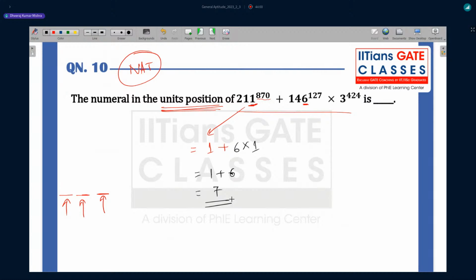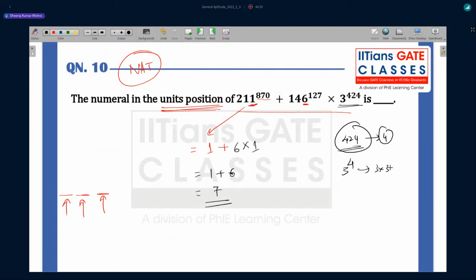The power of what? 3 raised to power 44. You see this 44 is a multiple of 4, right? 44 is what? The multiple of 4. That you have to understand. So if this is a multiple of 4, it means that the last digit of 3 raised to power 4 only you have to calculate. So what is the last, or you can say unit place digit here?